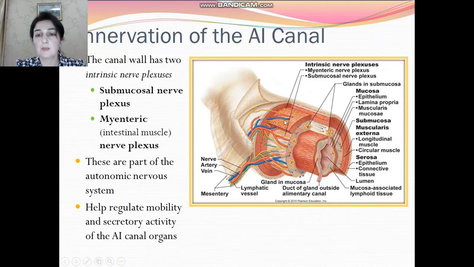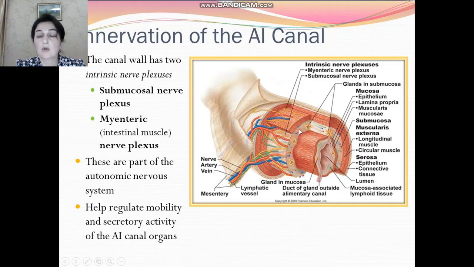It is present between the inner circular and outer longitudinal layers of the muscles. Here they are present. It is estimated that inside the enteric nervous system there are as many neurons as in the spinal cord. That's why some neurophysiologists have even described the enteric nervous system as a second brain.